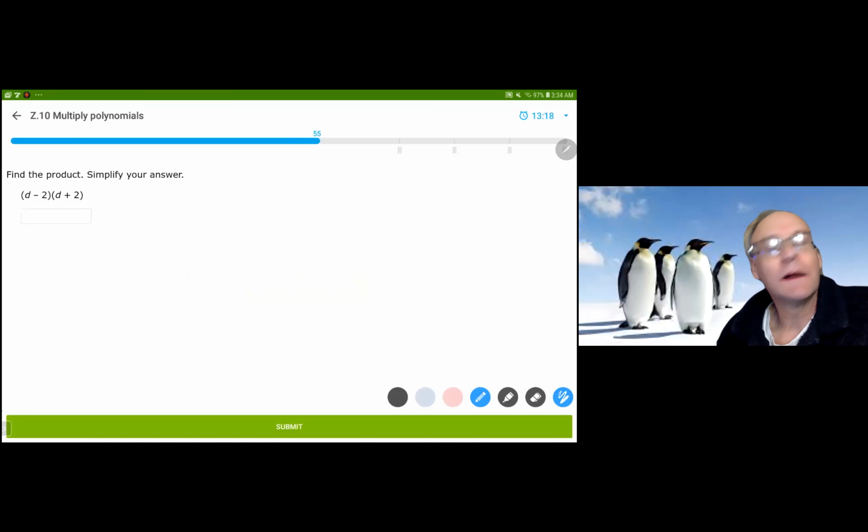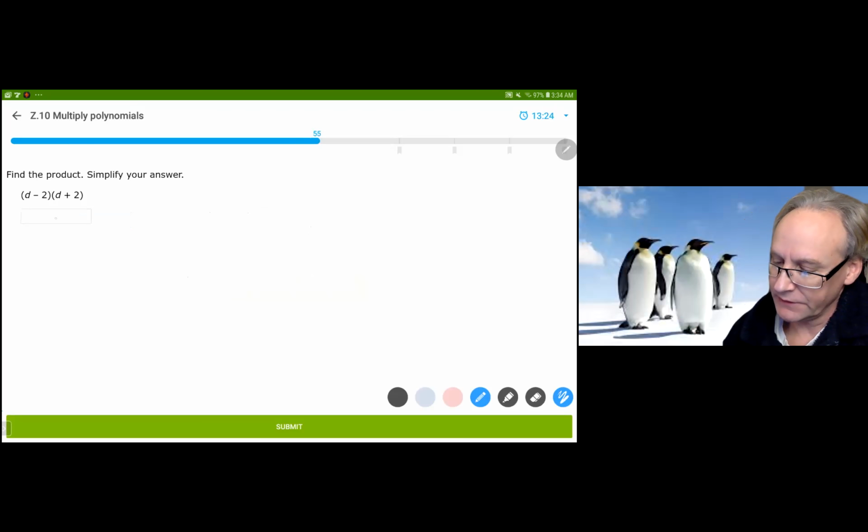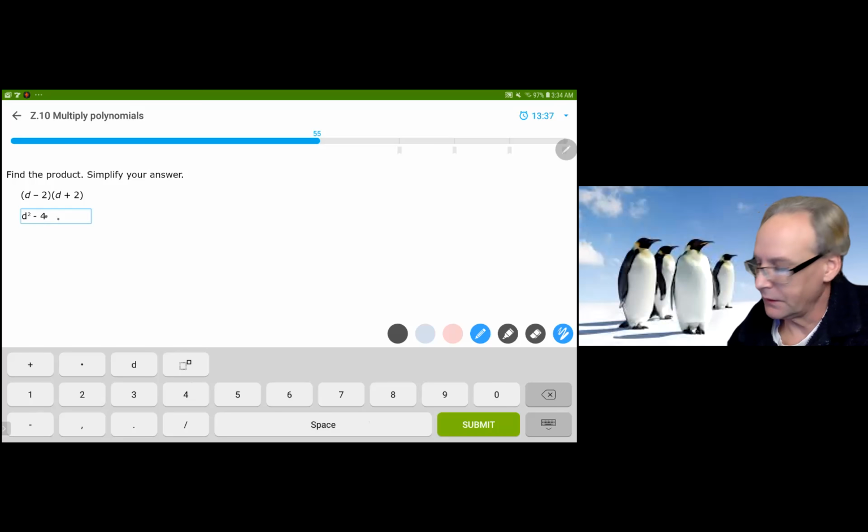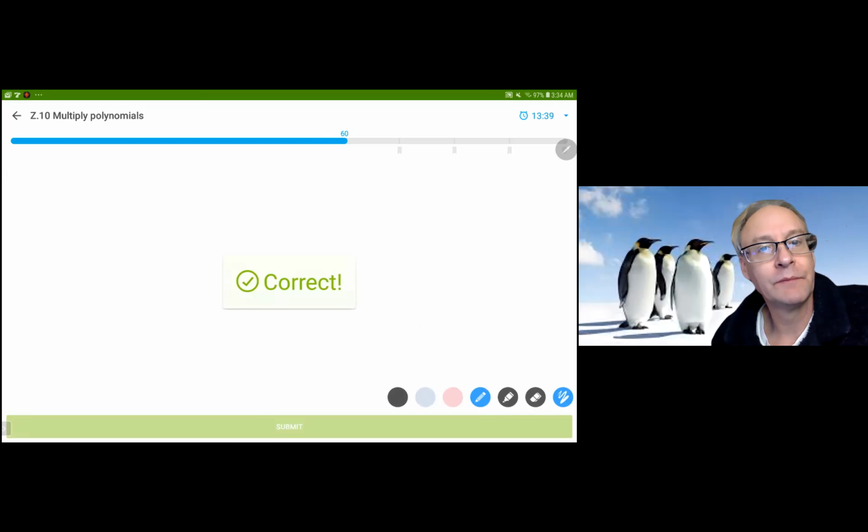Okay, this is an a squared minus b squared situation. We have d squared minus 4. The middle terms cancel out. We like that. D squared minus 4. Oh, I did it again. Sometimes it doesn't go down. There we go. Have to go to my lower level.